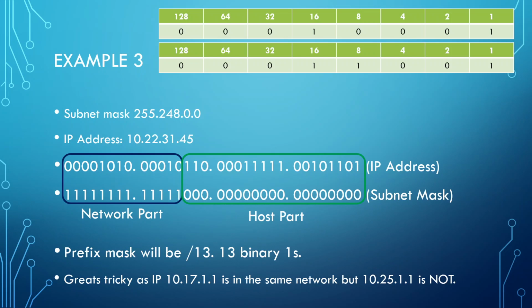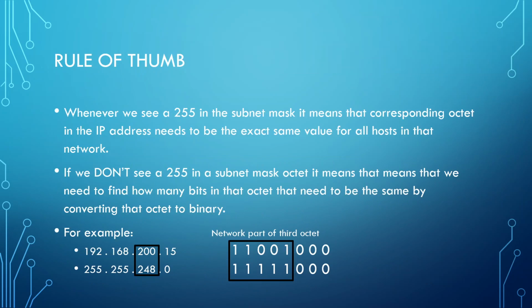That means that all devices have to begin with a 10 in their first octet. Now, if you don't see a 255 in the subnet mask octet, that means that we need to find out how many bits in the octet need to be the same by converting the octet into its binary equivalents.